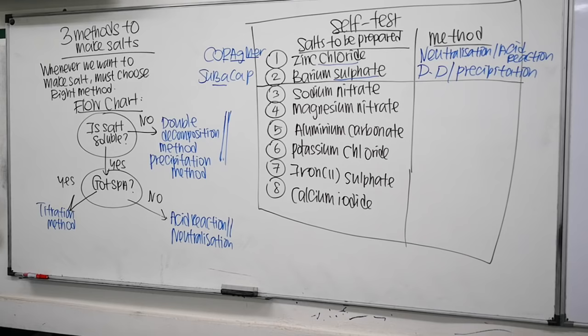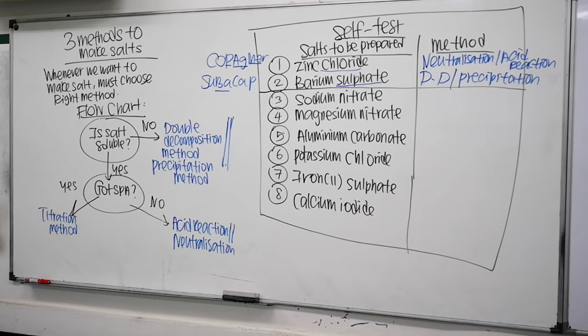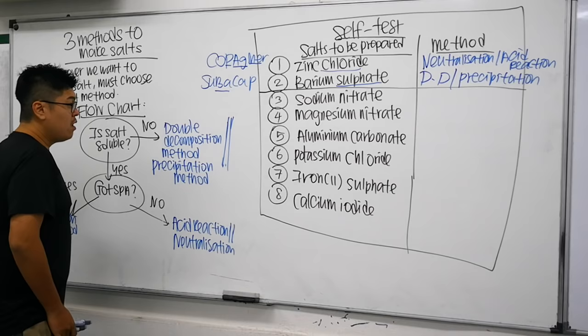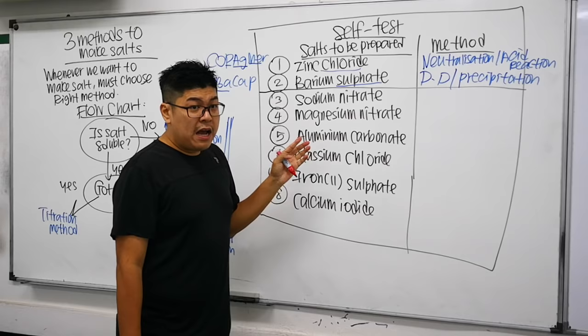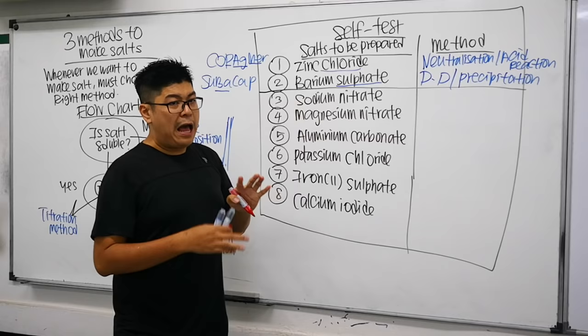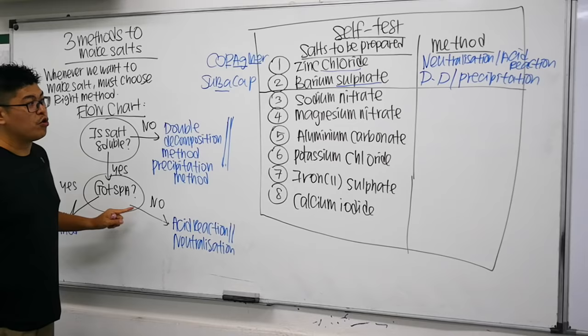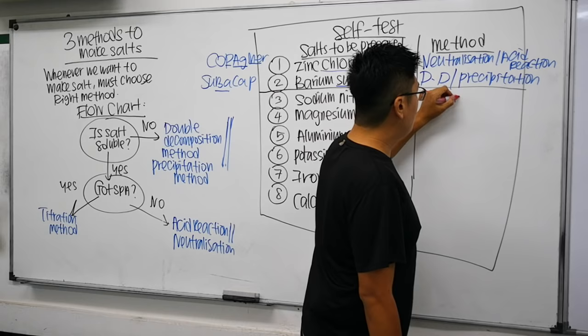Alright guys, hope all is good. Let's try to do this question together. Quick one. Sodium nitrate: no matter whether you look at sodium or nitrate, they are confirmed soluble, because anything with sodium or nitrate will be soluble. This one has both, so it will absolutely be soluble. Second question, do you have spar? Yes, I have the sodium. So if it is soluble and has sodium, the method you are supposed to use is called titration. Is it okay?